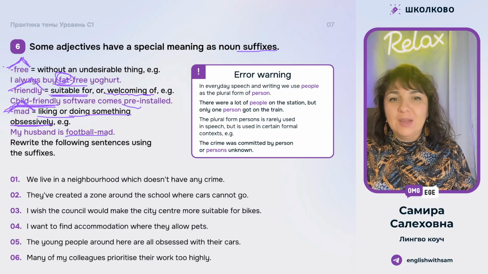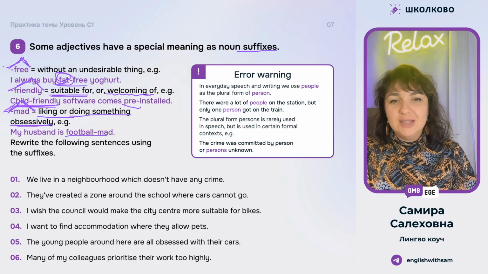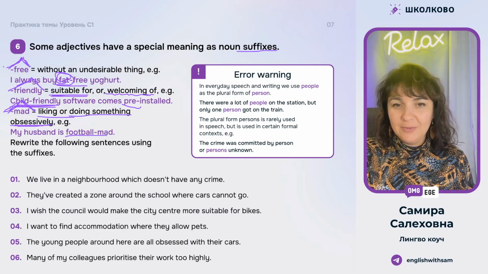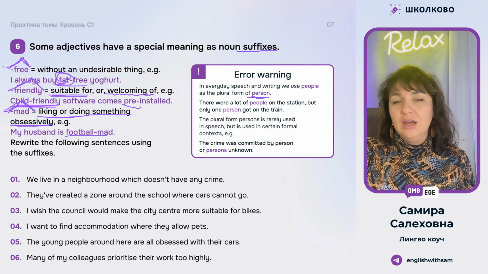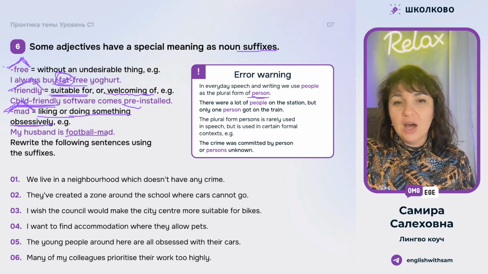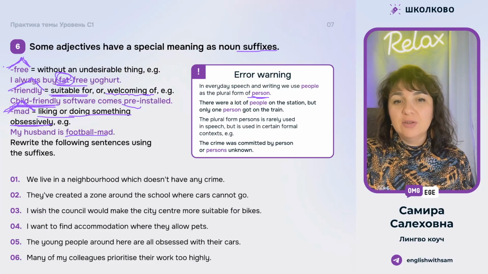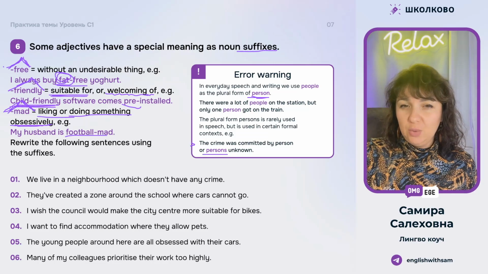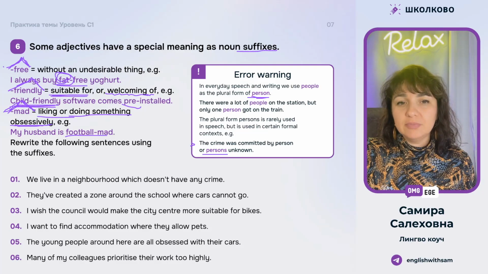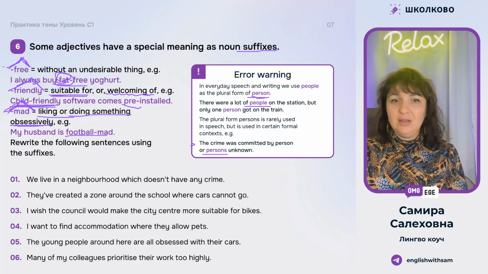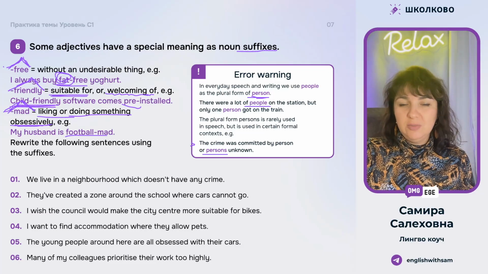So, we have some warning here. In everyday speech and writing, we use people as the plural form of person, right? So don't use persons. Может быть такая форма, но она очень редко употребляется, когда нам прям нужно выделить что-то более официальное. The crime was committed by person or persons unknown. Ну и тут как будто бы не какое-то количество определенное, небольшое. А когда мы обобщаем, просто говоря, a lot of people on the station, это лучше сделать через именно people в таком значении.